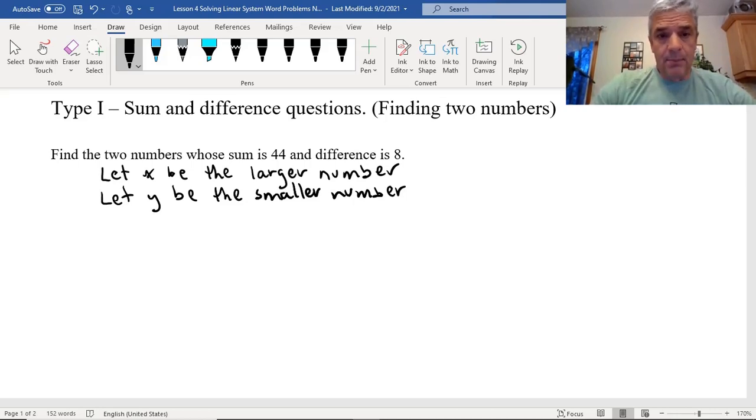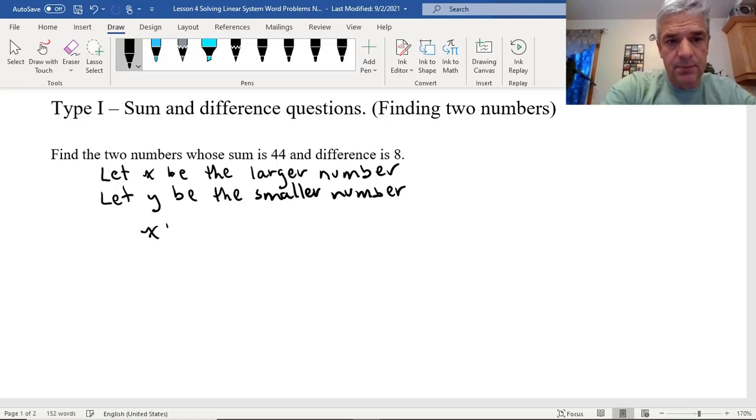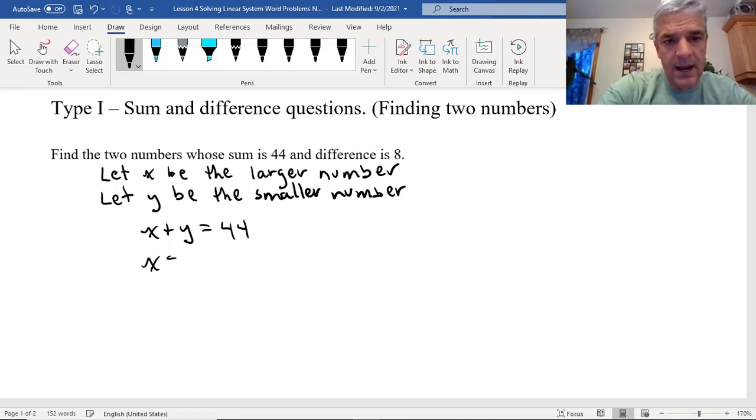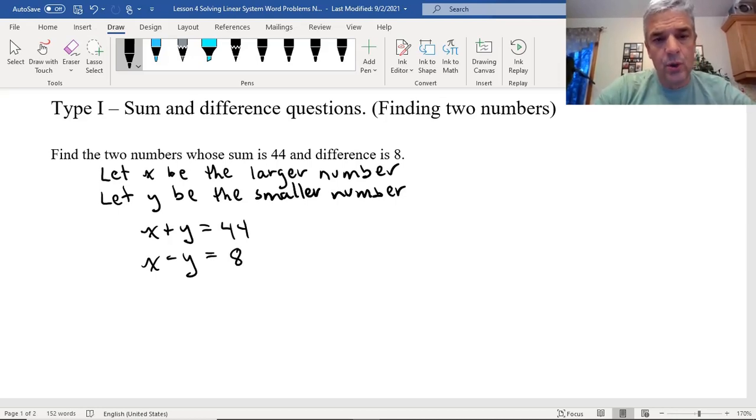So we need to come up with a couple of equations. We know the sum of the two numbers is 44, and so that tells us if we add X and Y together, we get 44. Sum meaning adding, right? So we can write an equation, X plus Y equals 44. And then that is one equation, okay? And then we can look at the difference. And the difference, as I explained earlier, is always the larger number subtract the smaller number. So in this case, it's X minus Y equals 8. And we have now created two equations.